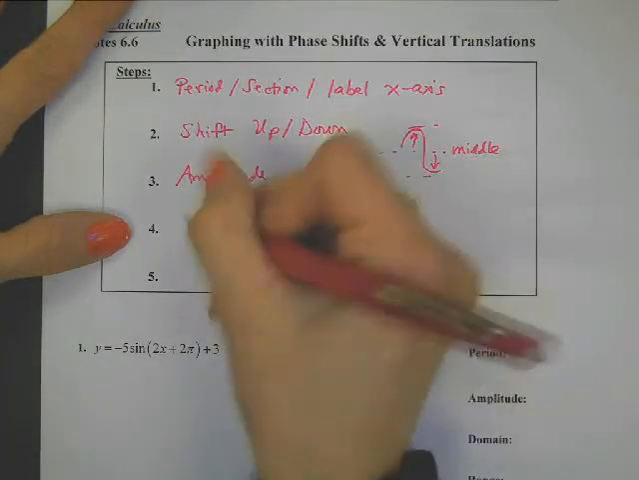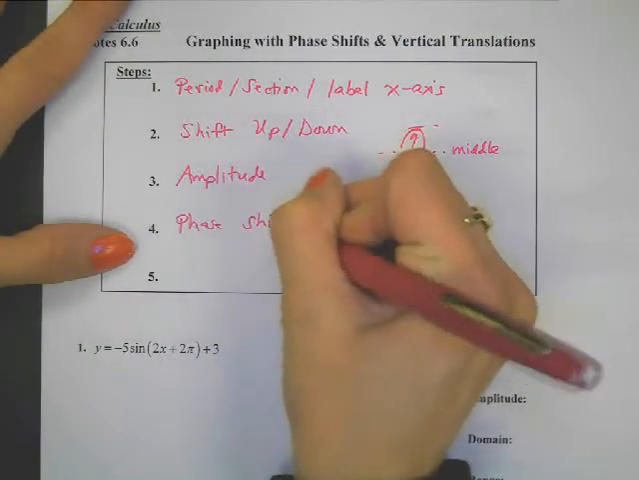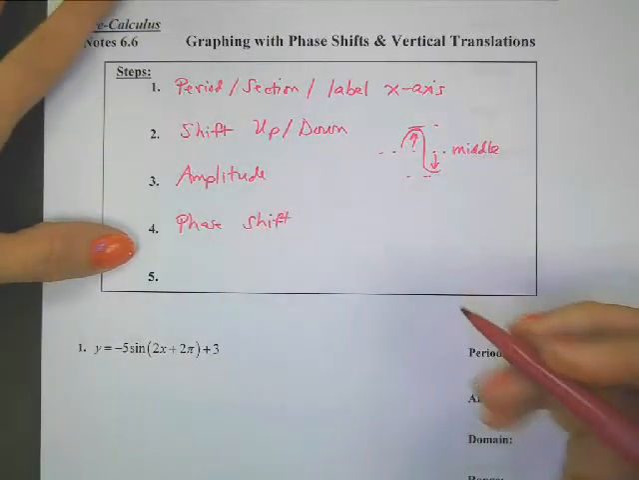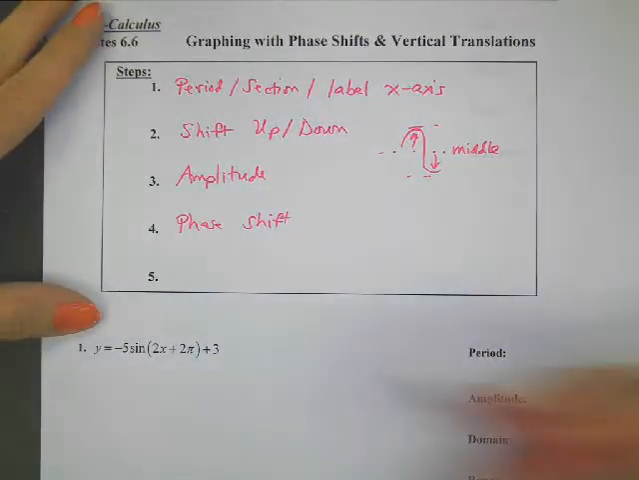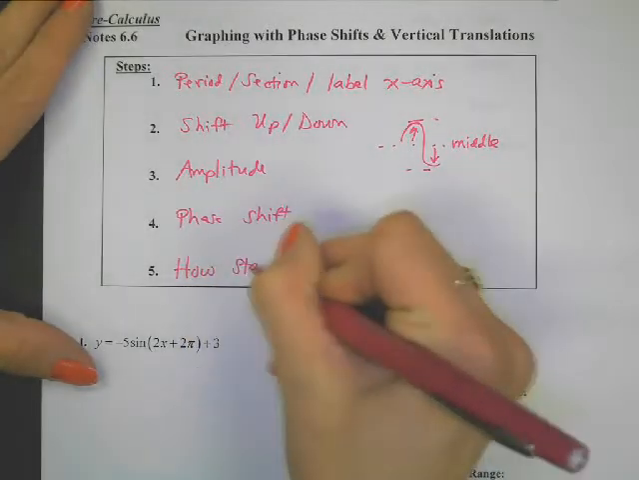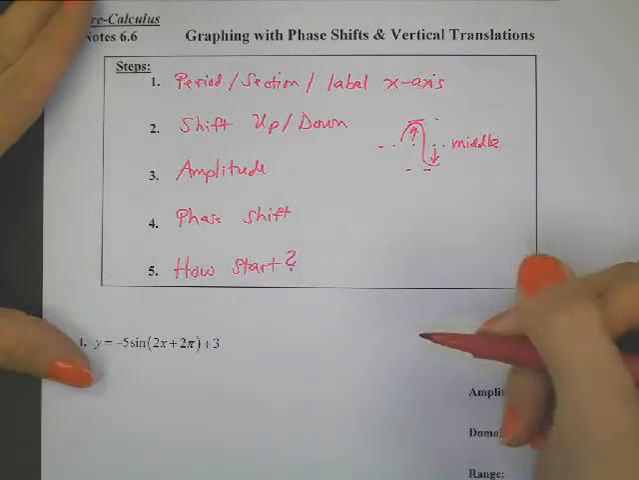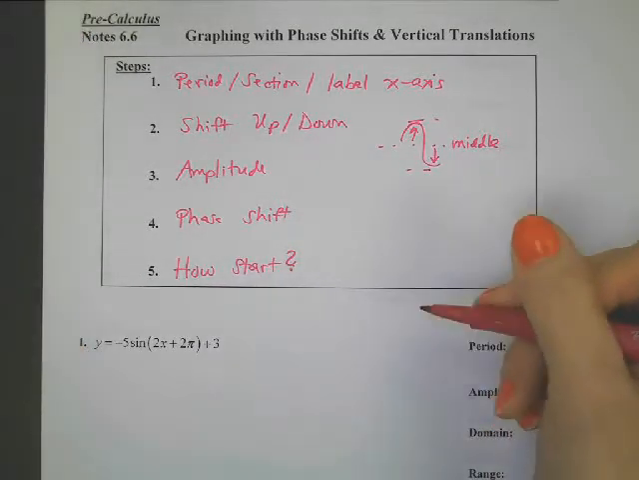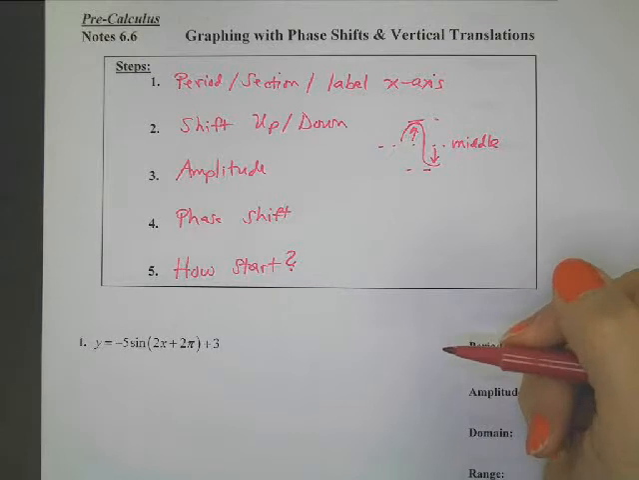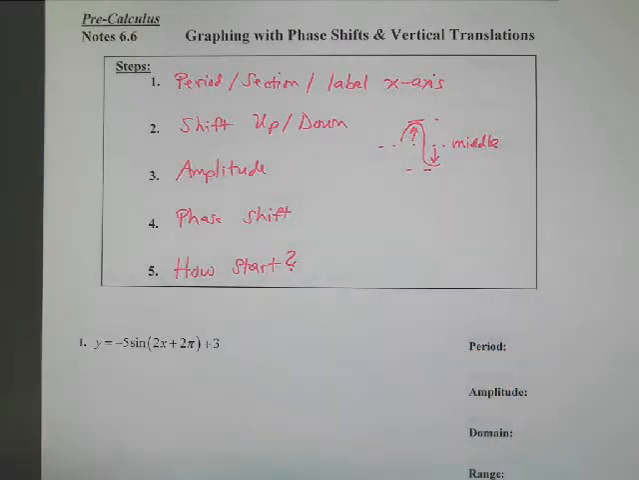The fourth thing you're going to do is figure out the phase shift. So do you have to go left? Do you have to go right? Where am I going to be starting? And then the last step is you ask yourself, how does the graph start? So if it's a sine curve, it starts in the middle. Cosine starts either high or low. Tangent on the y-axis starts with, that's right, a point. And cotangent starts with an asymptote.